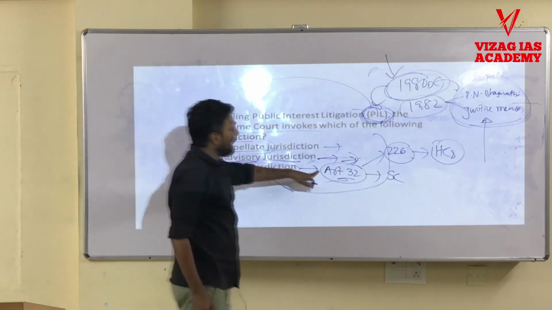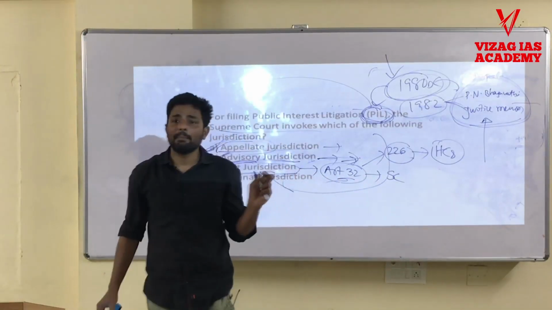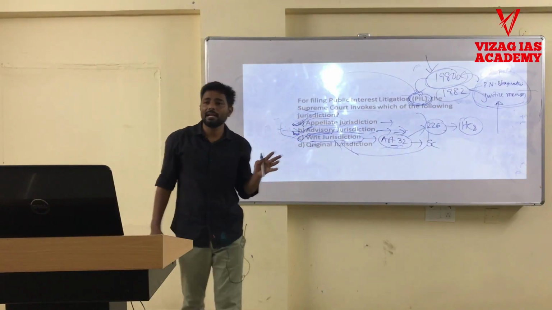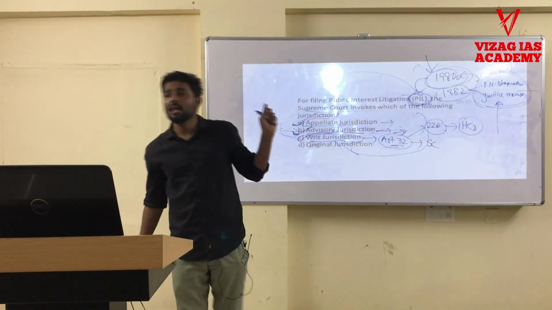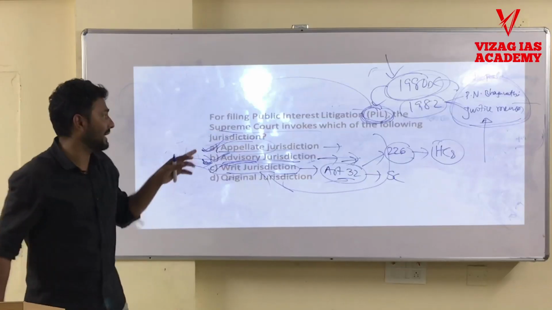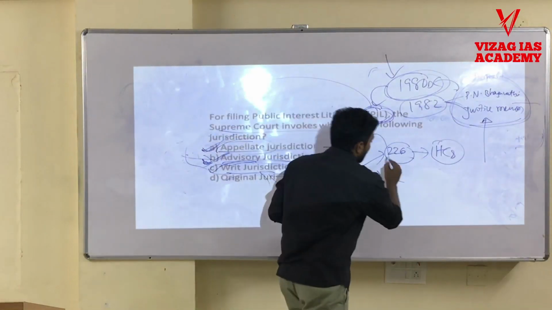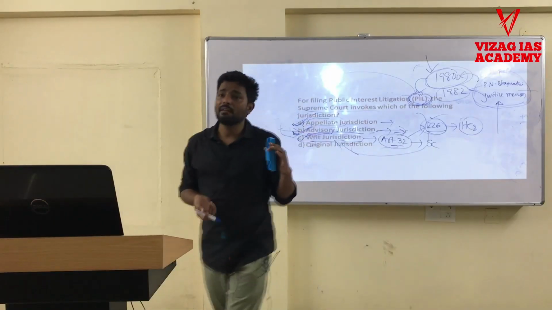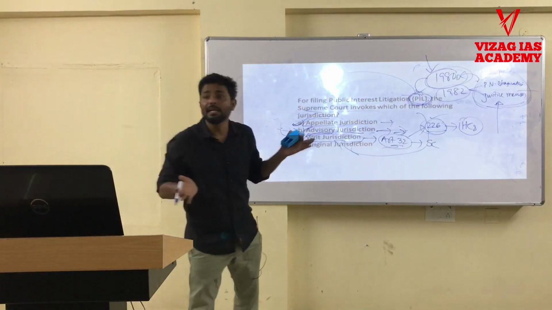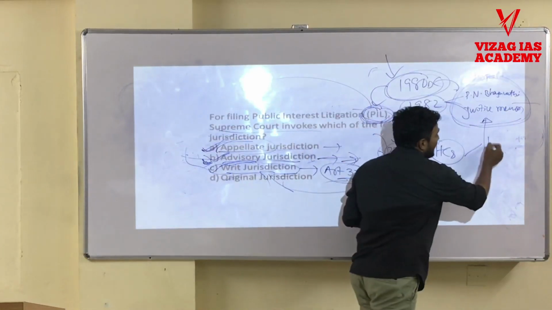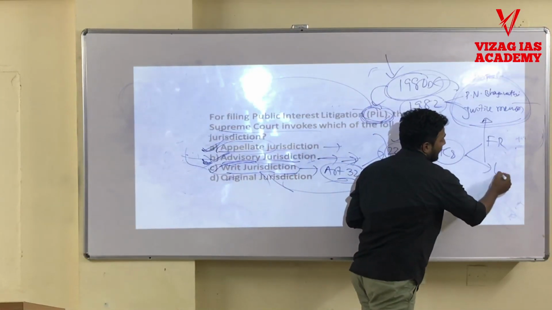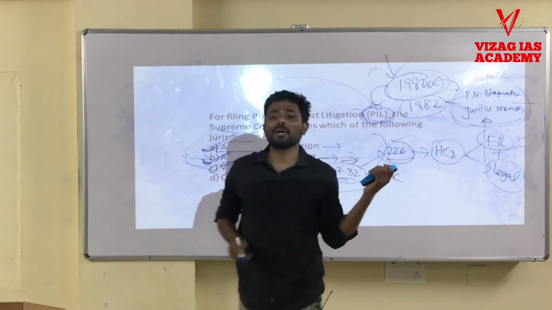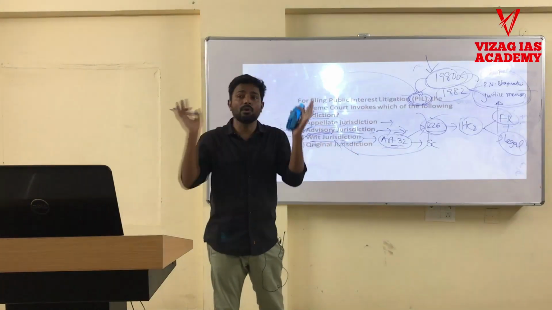The writ jurisdiction under Article 32 only applies to the violation of fundamental rights. If the fundamental rights of any individual citizen are violated, then under Article 32 one can approach the Supreme Court, whereas the jurisdiction of High Courts under 226 is wider because it includes both fundamental rights as well as other legal rights. Got it, right?